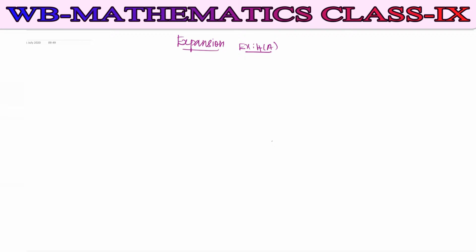Today's session we are going to discuss expansion exercise 4a. We are going to continue the problems. The 11th one: if a minus 1 by a is equal to 8 and a is not equal to 0, we need to find a plus 1 by a. The second sub question: a square minus 1 by a square.